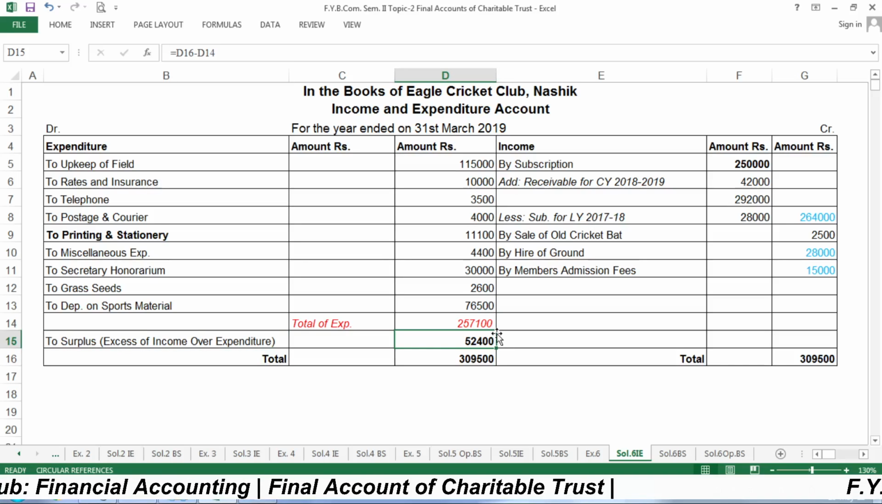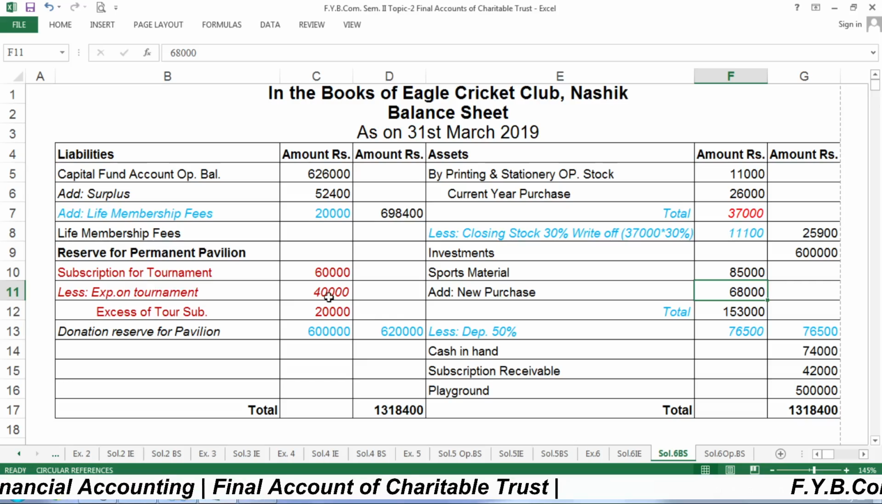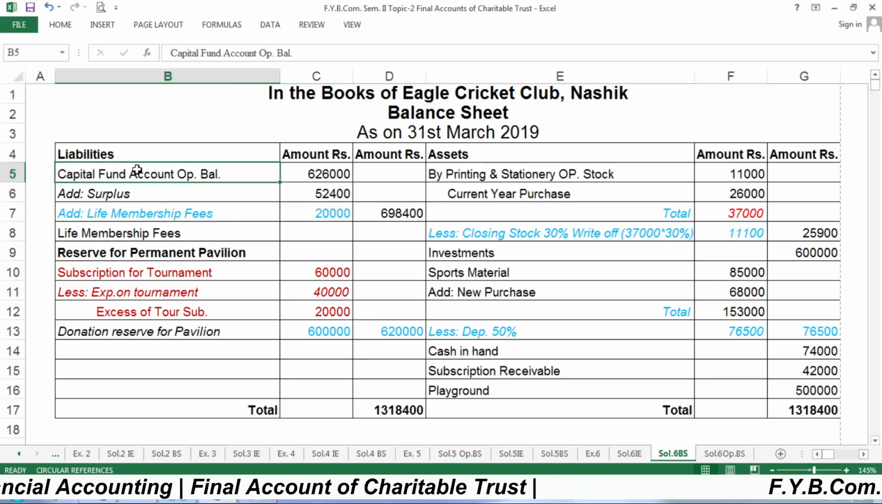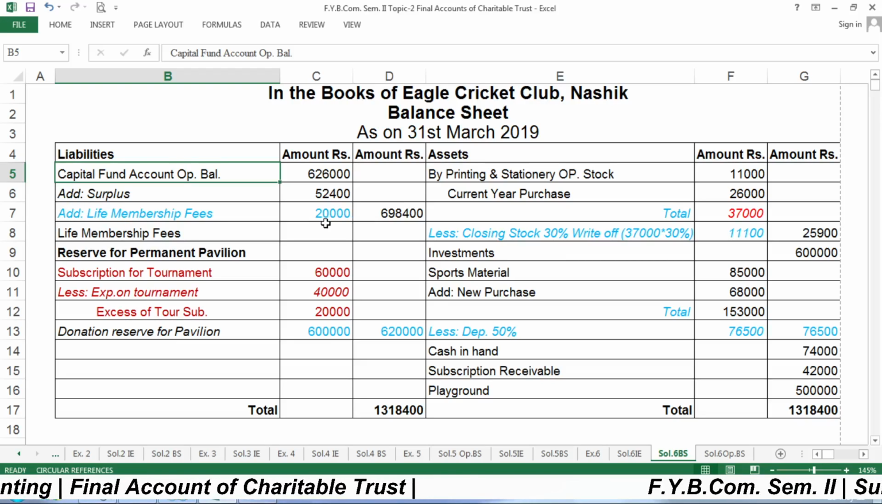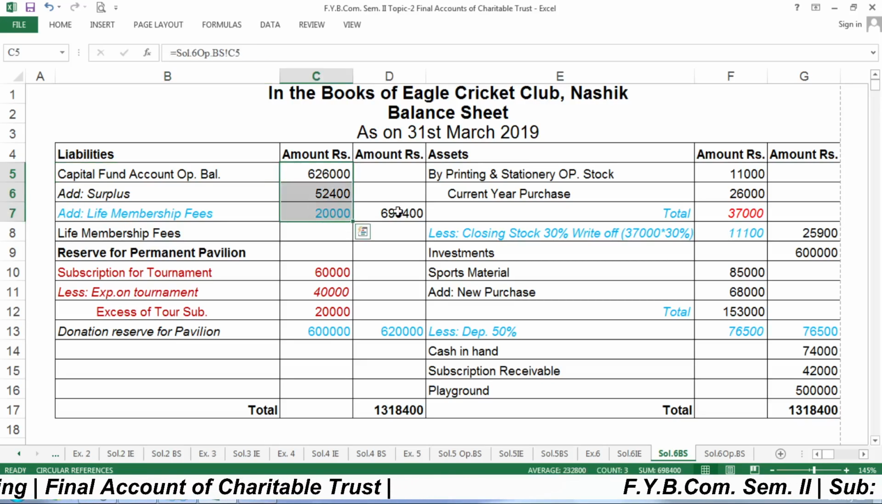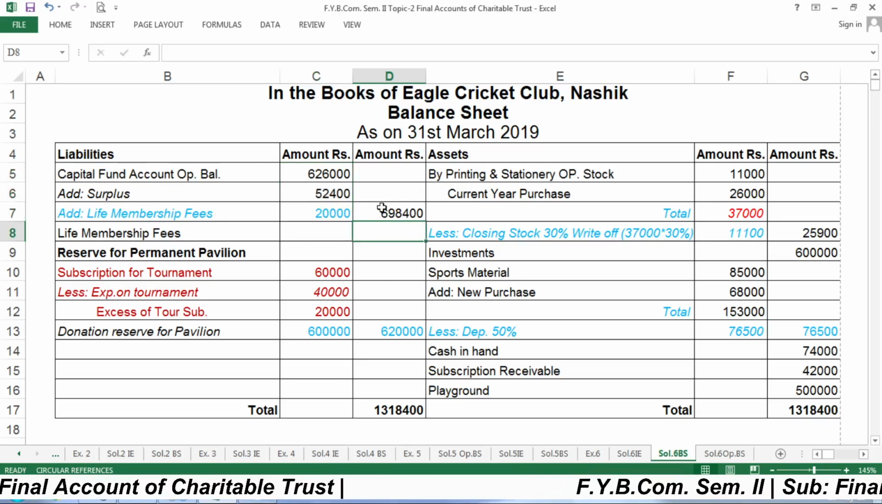So this is our surplus, and we are going to add this surplus on the liability side, to the capital fund opening balance of rupees 6,26,000. We are going to add the surplus of rupees 52,400, and we already added the life membership fee of rupees 20,000. The total of these three comes to 6,98,000, which is our total on the liability side.